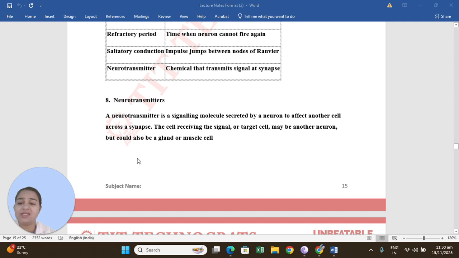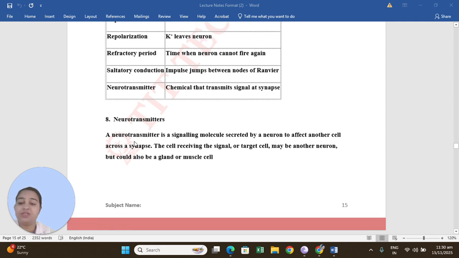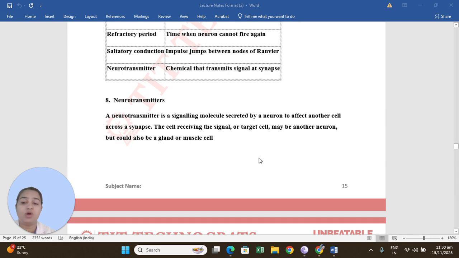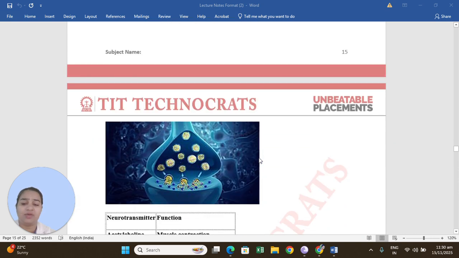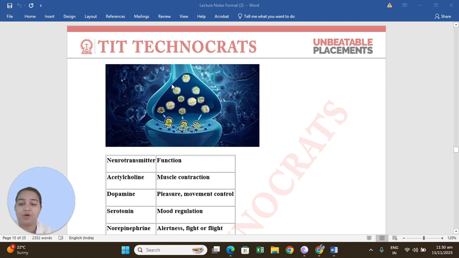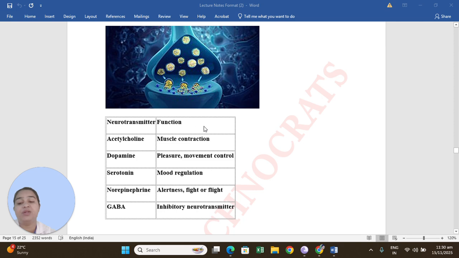And lastly, let's learn what a neurotransmitter is. A neurotransmitter is a molecule secreted by a neuron to affect another cell across the synapse. The cell receiving the signal, or target cell, may be another neuron, or a gland, muscle or whatever. See, these are small pockets. They contain neurotransmitter. Some examples of neurotransmitters are acetylcholine, dopamine, serotonin, GABA, norepinephrine.